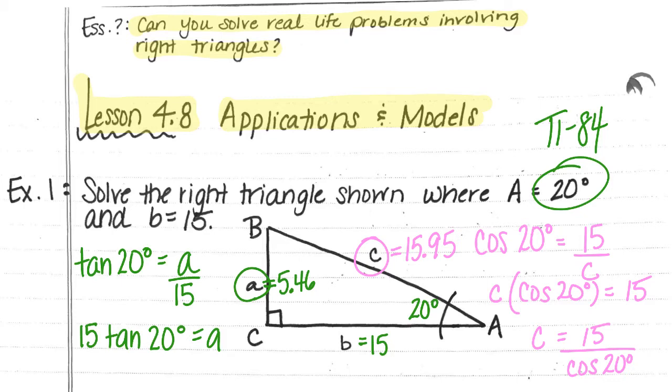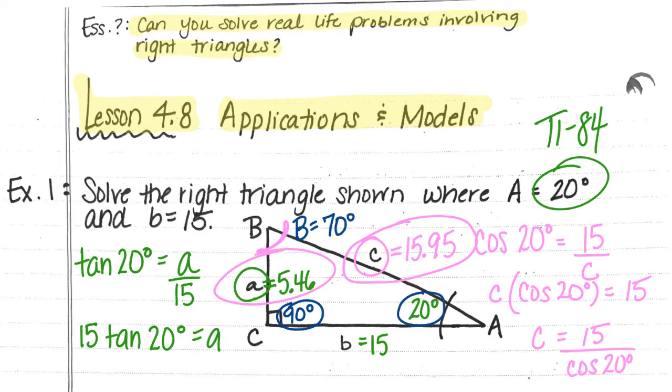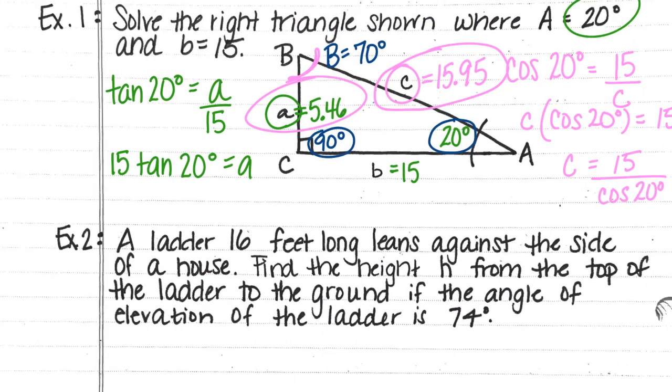All right, great job. We answered the question. We got A is 5.46. C is 15.95. Oh, we forgot something. I forgot angle B. I can find angle B because I know this is 90 degrees. This is 20 degrees. And I know all angles of a triangle add up to be how many degrees? Yes, 180 degrees, so B is 70 degrees. All right, so let's see what else the next question is bringing to us.